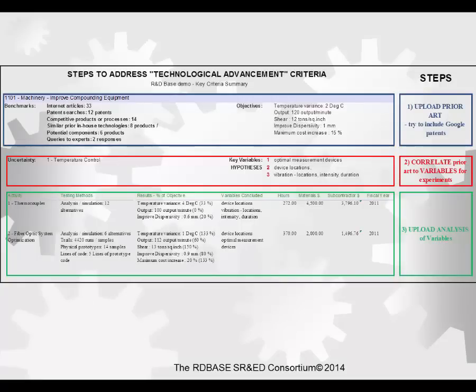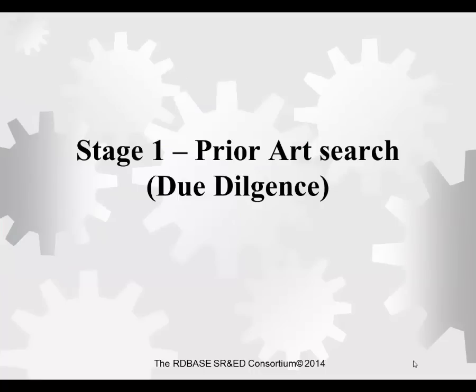Let's use an example from the plastics industry in which we are attempting to improve an existing piece of compounding equipment. The first stage is the prior art or due diligence search of existing technologies.